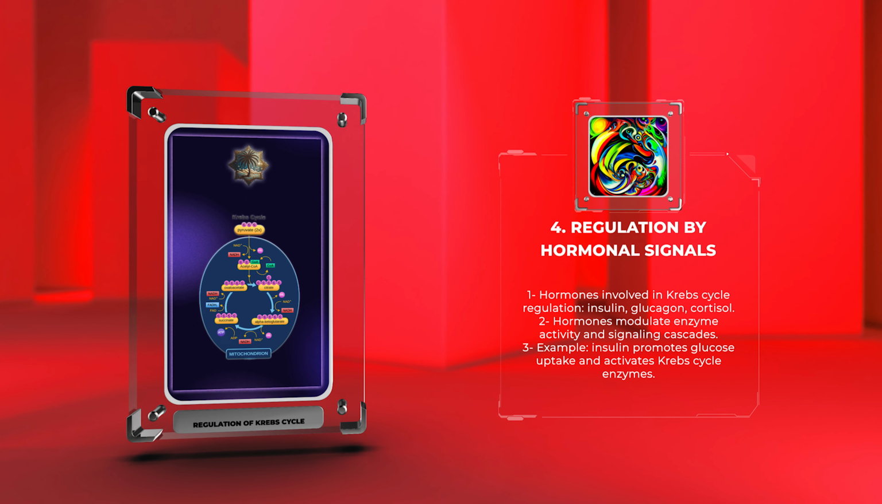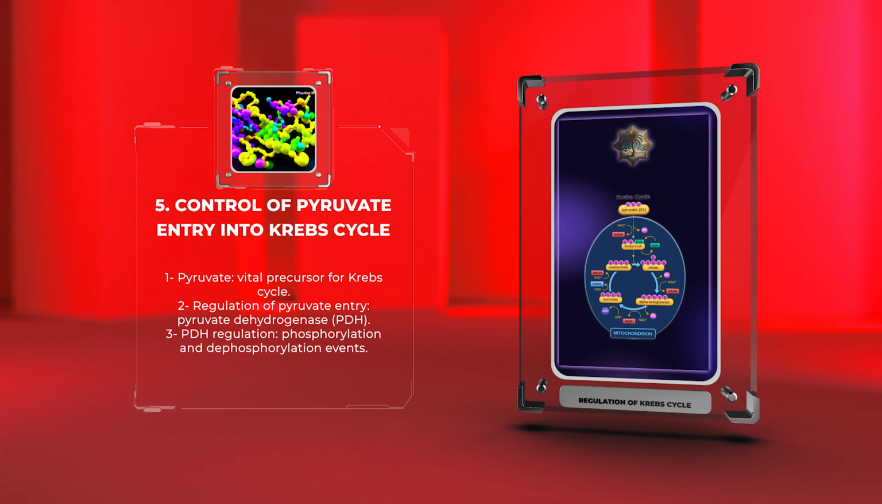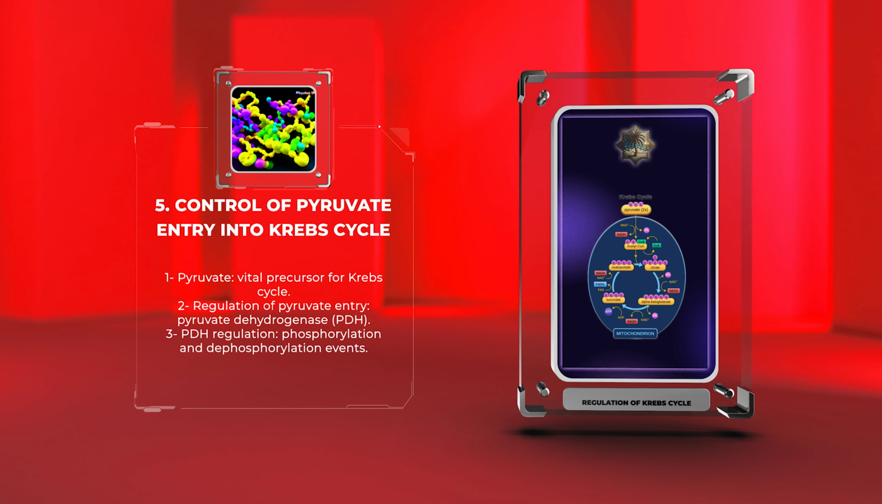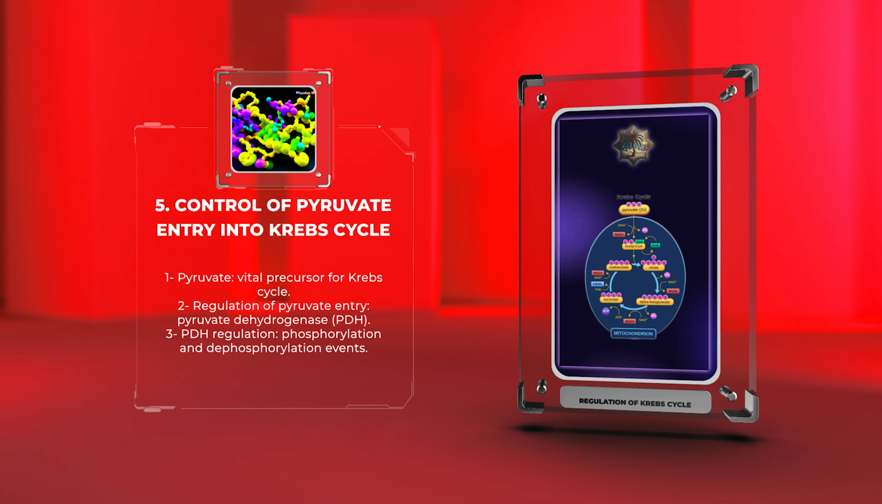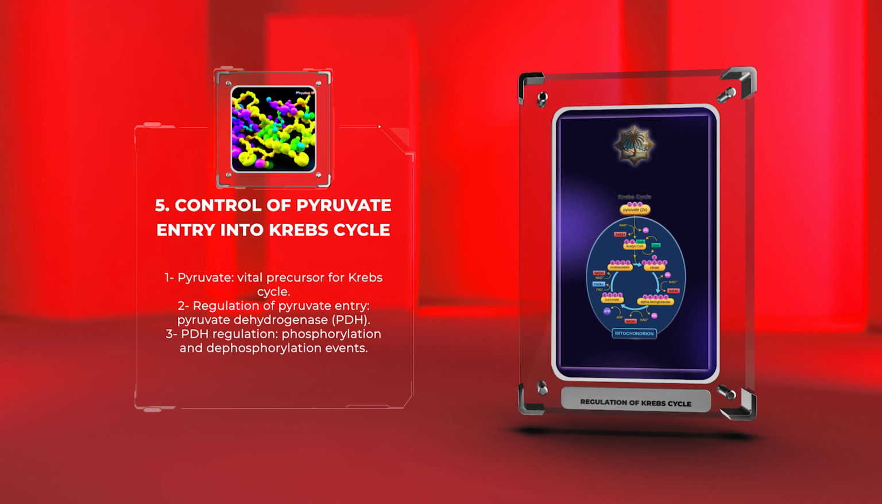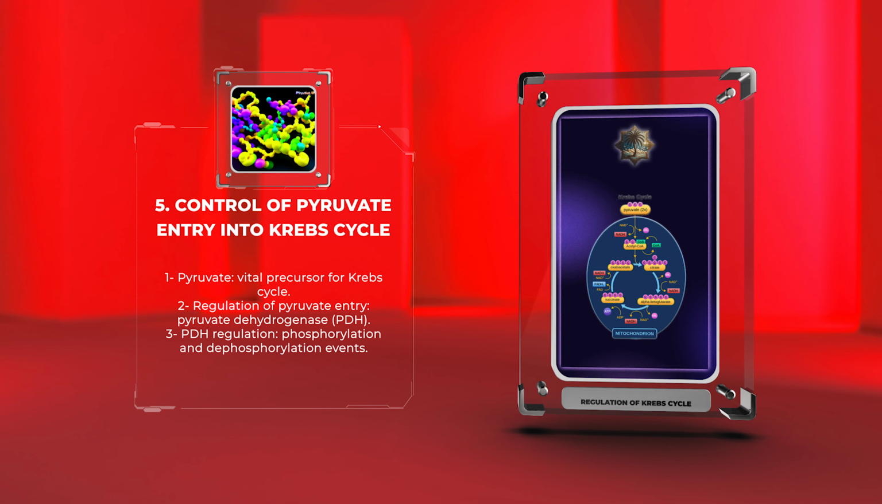Pyruvate, derived from glycolysis, is a vital precursor for the Krebs cycle. Its entry into the cycle is subject to regulation by pyruvate dehydrogenase, PDH, which converts pyruvate to acetyl-CoA. PDH is regulated by phosphorylation and dephosphorylation events mediated by pyruvate dehydrogenase kinases and phosphatases, respectively. These enzymes respond to factors like nutrient availability, hormonal signals, and the energy state of the cell.